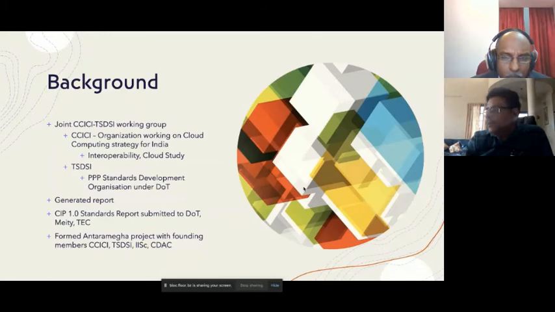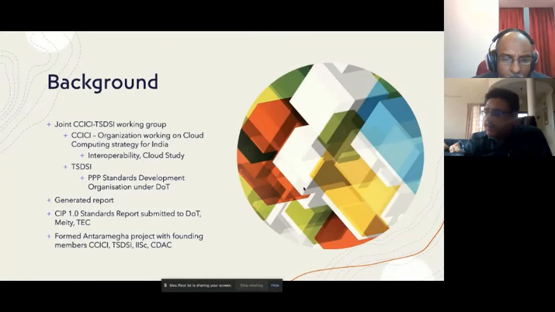But we don't want it to be at the stage of a report. So we formed the Antarmega project with four founding members: CCICI, TSDSI, ISC, and CDAC. CCICI will be coordinating the project and will also be responsible for enhancing its success. TSDSI is a standards development body, so standards we develop will go to TSDSI, and they would also have some responsibility for propagating the project. Cloud computing is not a static field, so there will be new technologies that come in and have to be incorporated. ISC would be responsible for that.